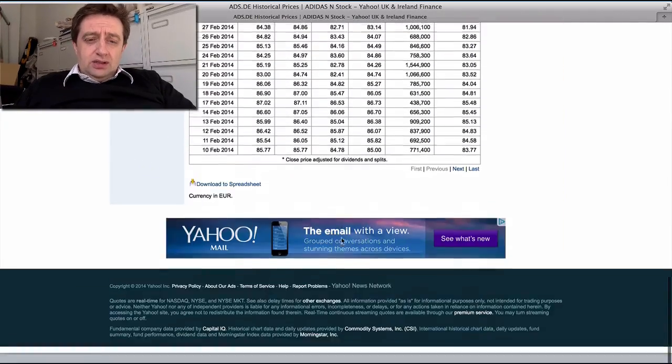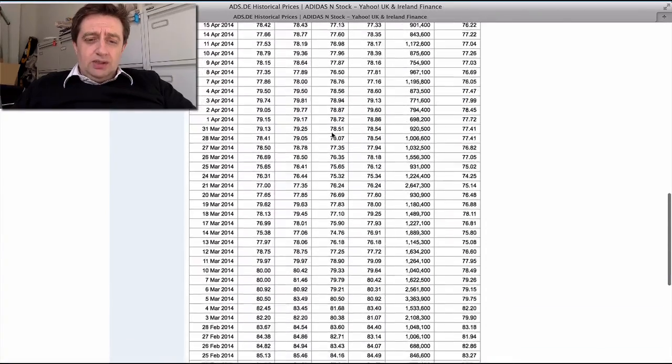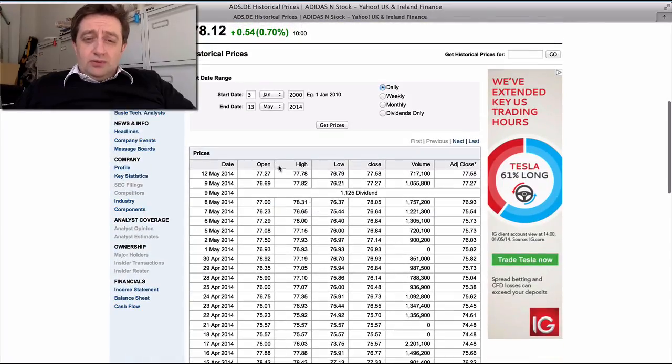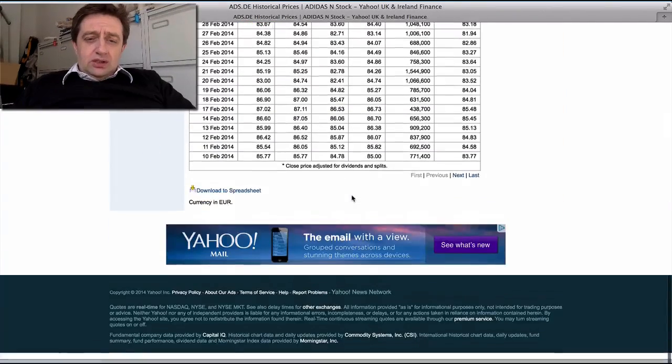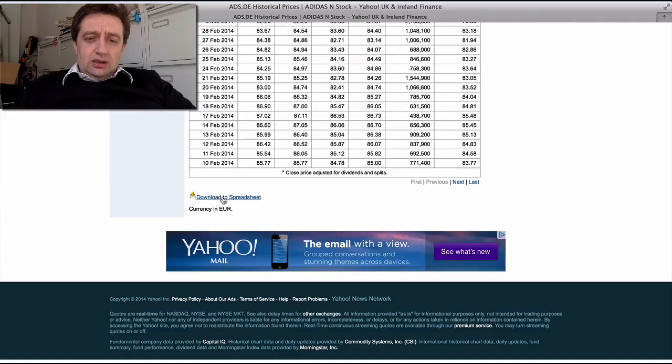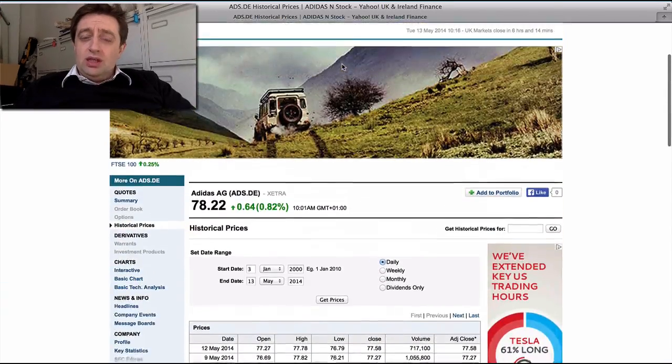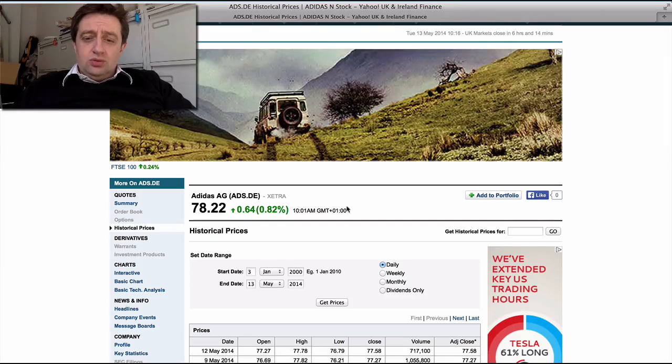You can see here in this list of prices that you have a number of different prices. You have the open price, the high price, the low price, the closing price, the volume of shares traded, and then the adjusted closing price. The adjusted closing price takes into account dividends being issued and how that impacts upon the price. What we'll be using here is adjusted prices to calculate the returns. To download this data, you would click download to spreadsheet and then import it into Excel.